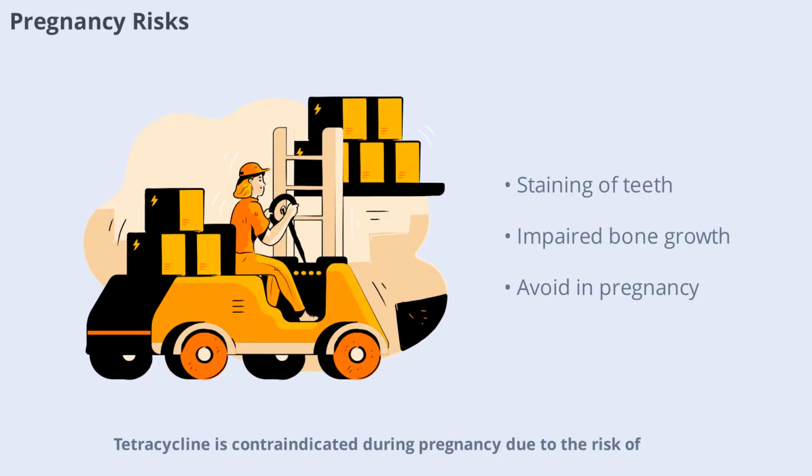Tetracycline is contraindicated during pregnancy due to the risk of staining deciduous teeth and impaired bone growth in the fetus. These effects can have long-term consequences, making it essential to avoid tetracycline in pregnant women. Alternative antibiotics should be considered to ensure both maternal and fetal safety.